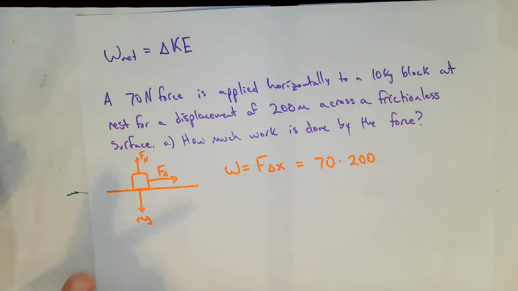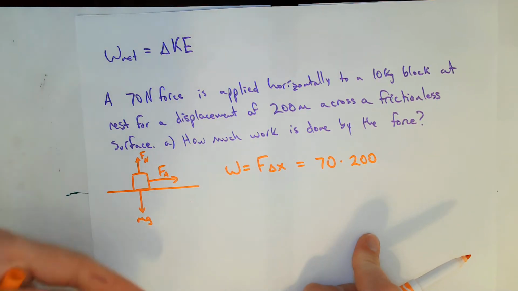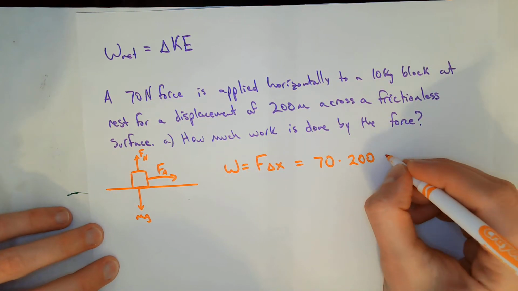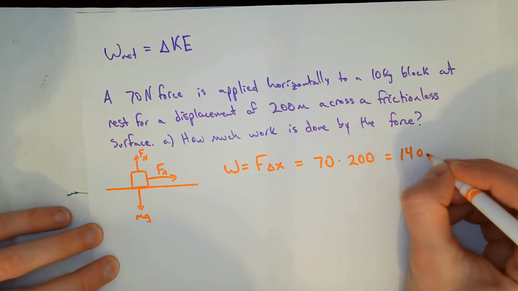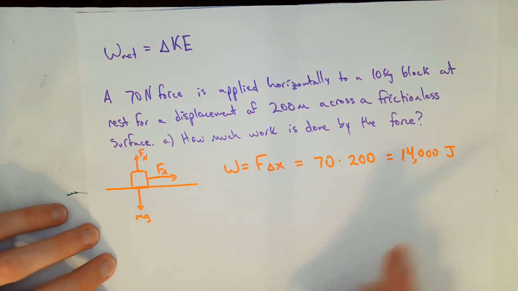So I know that the force is applied in the same direction. The force is applied horizontally, so there's no cosine theta to worry about, no decomposition of vectors needed or anything like that. What am I getting here? 1400 joules. 1400 joules is the measurement for work.